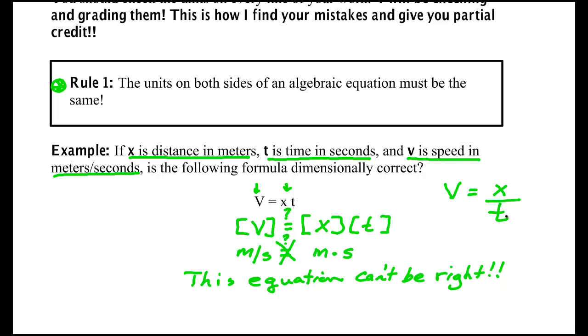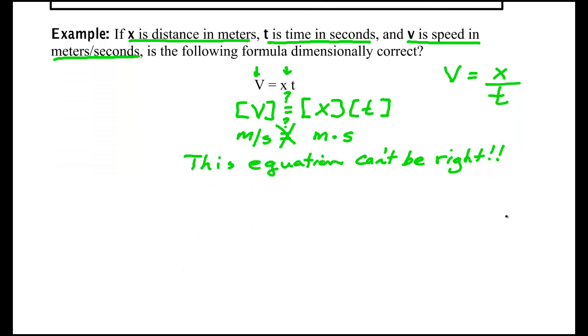Make sure the units on both sides of each line of your algebraic equation are the same. If they're not, you've messed up the algebra on that line. Don't go writing 10 more lines that you'll have to erase. Fix that line right there when it happens. Rule number 2.